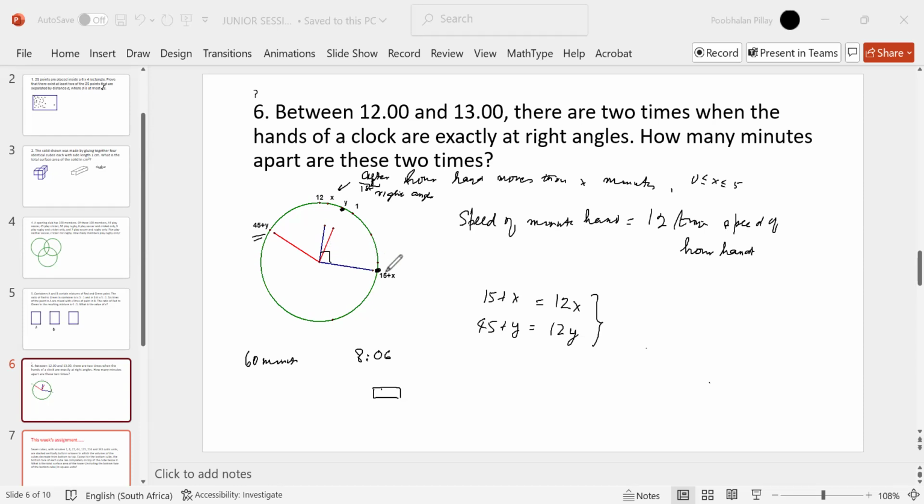So what we really need to know is this minute hand would have traveled 45 plus y. This is 15 plus x. So how many minutes apart are these two? So you can see this thing is going towards 60 then. So we need to know what is 45 plus y minus 15 plus x.